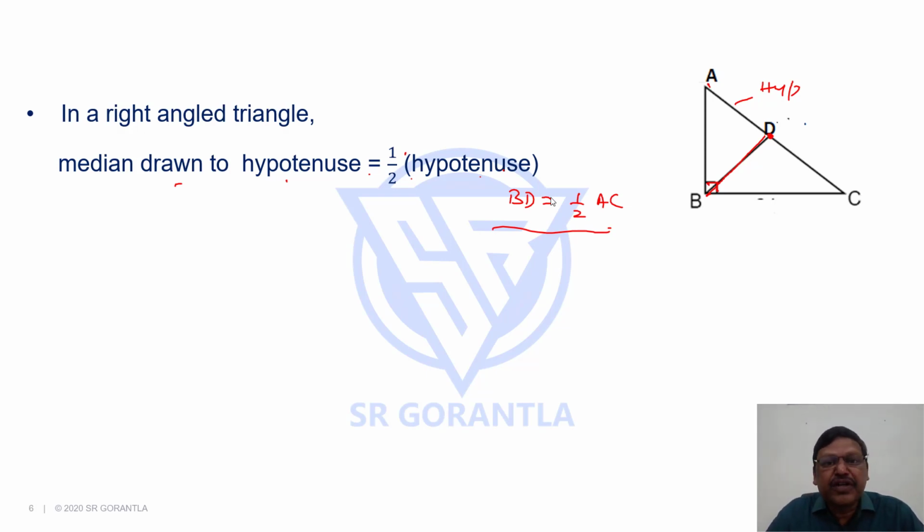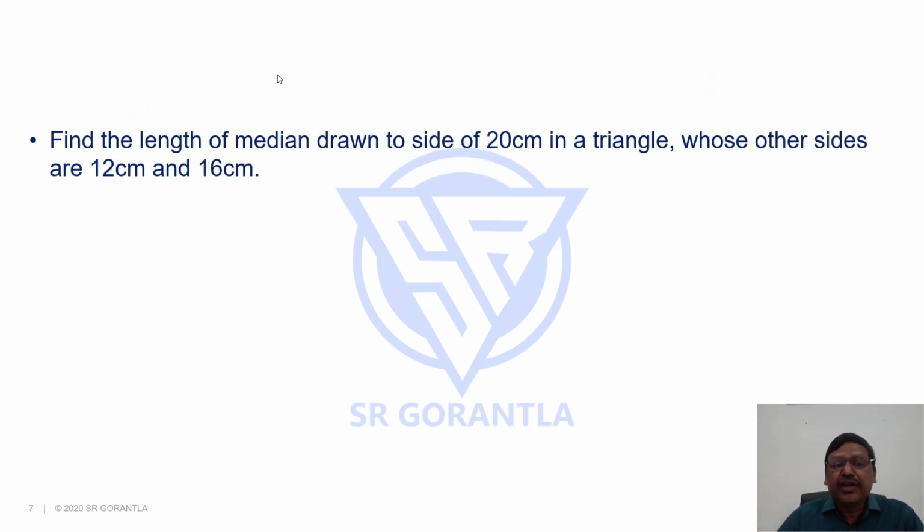So these are a few important points on medians. We'll apply these points and try to answer a couple of questions. The first one: find the length of the median drawn to a side of 20 centimeters in a triangle whose other sides are 12 centimeters and 16 centimeters. I'll explain this question in two different ways.